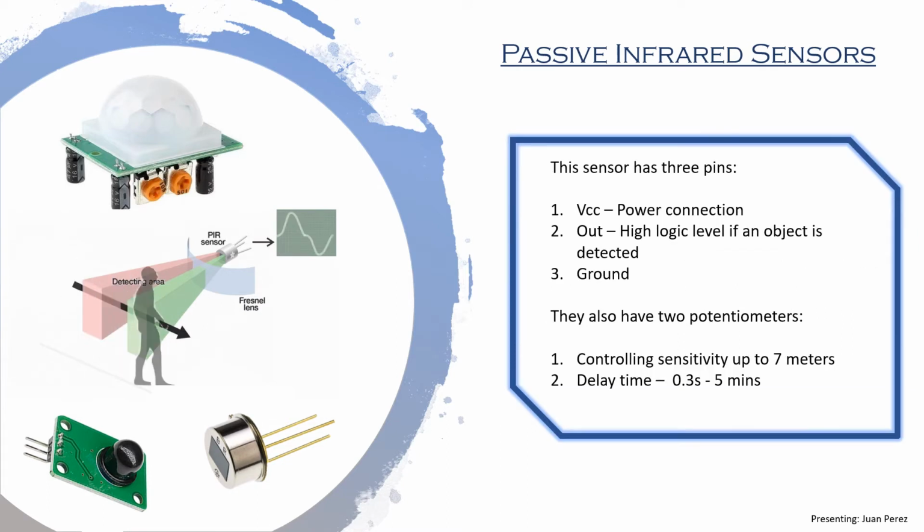This sensor has 3 pins. Number 1 is VCC, number 2 is out, which gives out a high logic level if an object is detected. Number 3 is ground. They also have 2 potentiometers. The first one controls sensitivity up to 7 meters, and the second one delay time, which is anywhere from 0.3 seconds to 5 minutes.